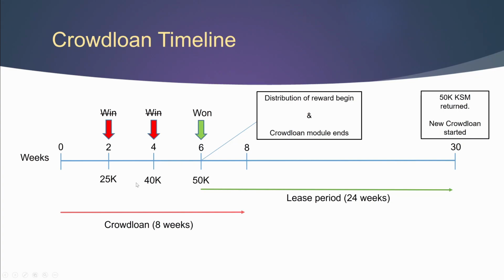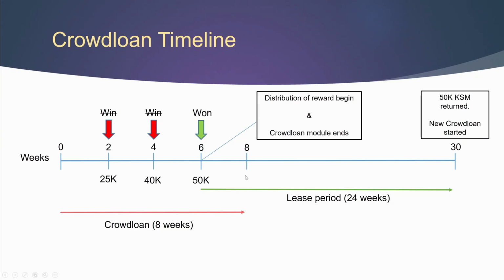They can actually just build on what they had before, and now the project has gathered 40,000 in total at week 4. However, that wasn't enough to win the parachain auction. So another 2 weeks go by and the project has gathered 50,000 KSM, and with this they have won the parachain slot. So they have won the slot and it's going to last for 24 weeks.